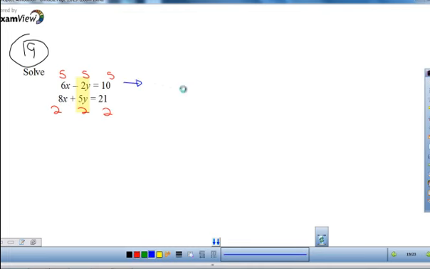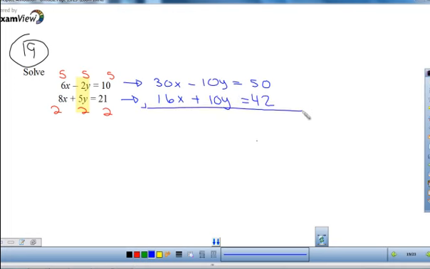So 5 times 6 would be 30x. 5 times 2 would be negative 10y. And 5 times 10 would be 50. 2 times 8 is 16. 5 times 2 is 10. And then we're going to add. So notice my y's cancel. 30x plus 16x is 46x. 50 plus 42 is 92. Divide by 46. So x is 2.